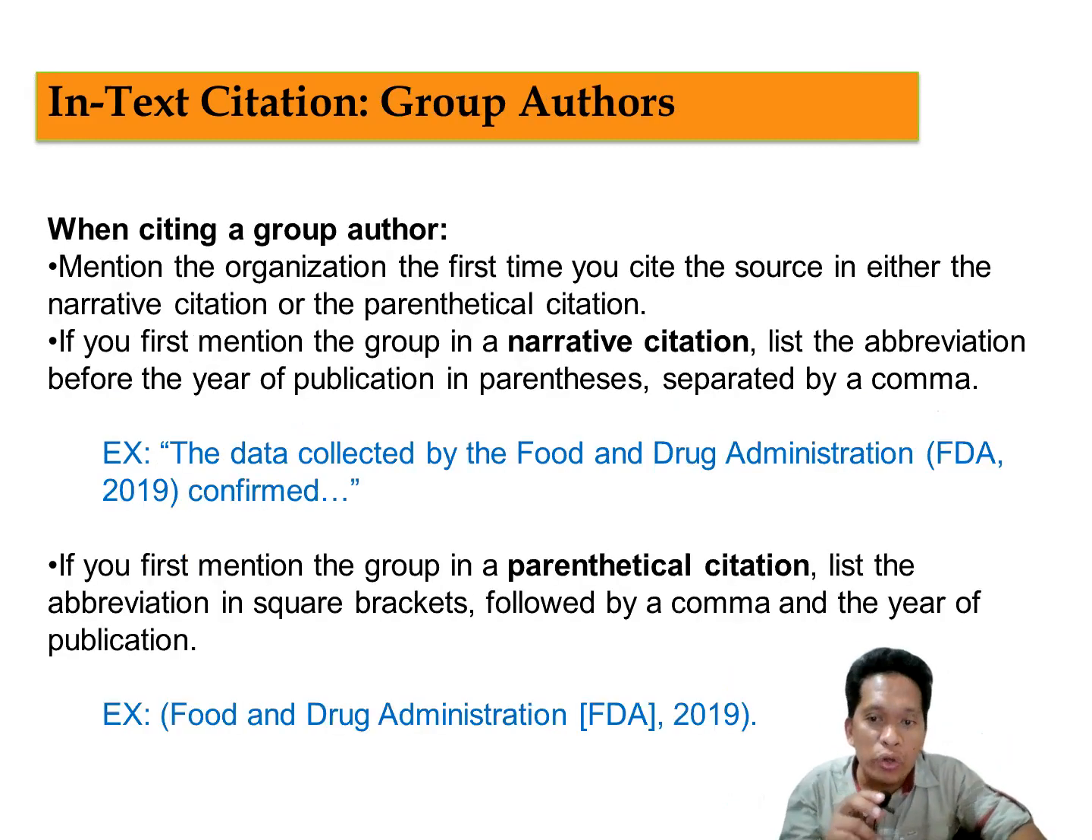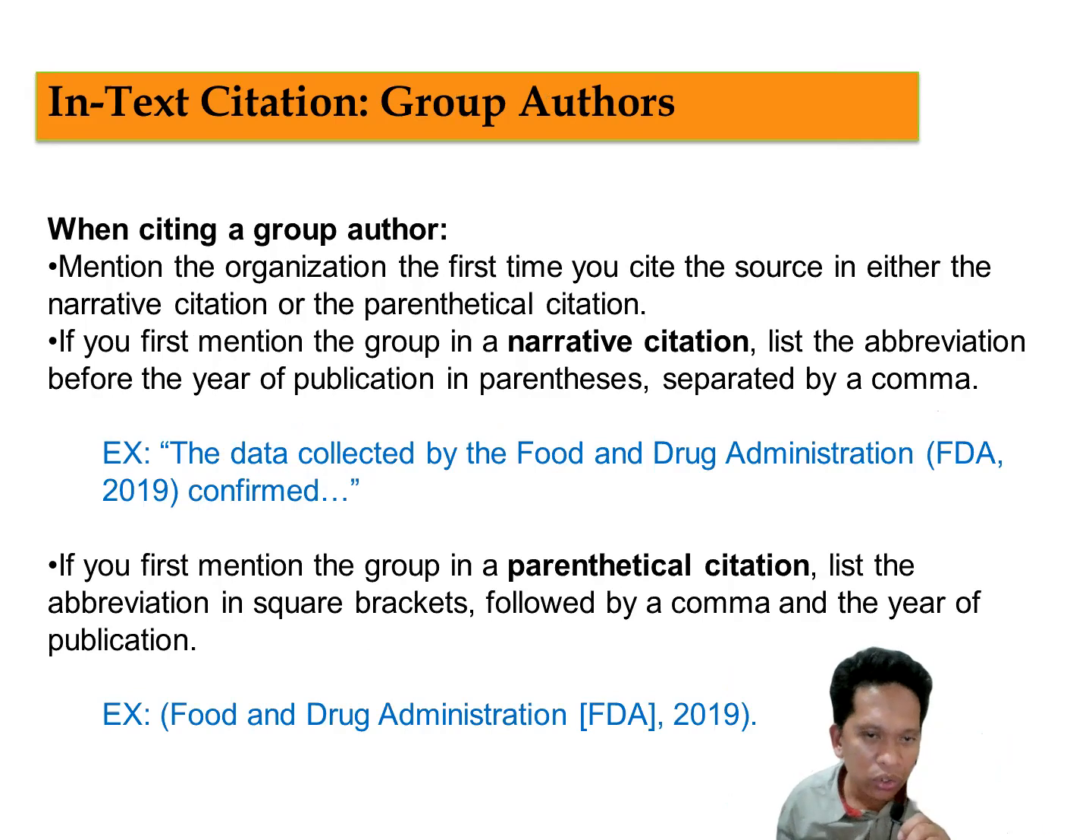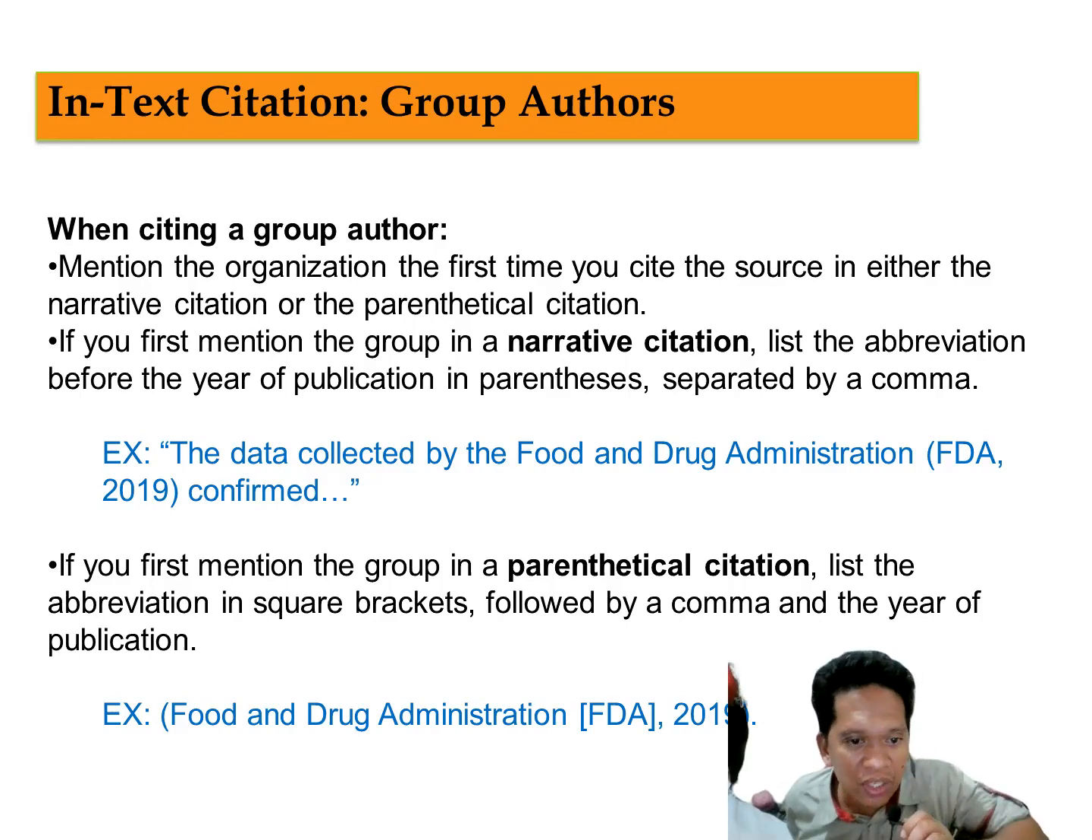Now, group authors, take note of this, like organizations. When citing a group author, mention the organization the first time you cite the source in either the narrative citation or the parenthetical citation. If you first mention the group in a narrative citation, list the abbreviation before the year of publication in parentheses, separated by a comma. You have an example there.